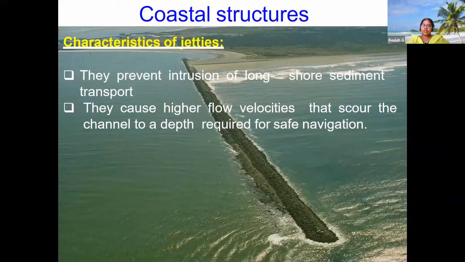So what are the different characteristics of the jetties? They prevent intrusion of longshore sediment transport. They cause higher flow velocities, scouring the channels to the depth required for safe navigation. You can see here, this large part of the jetty is created in order to separate from the main bank. And the wave currents are such that when they hit this conical part, they are reduced considerably, and not much water wave action gets outside into the backwaters.